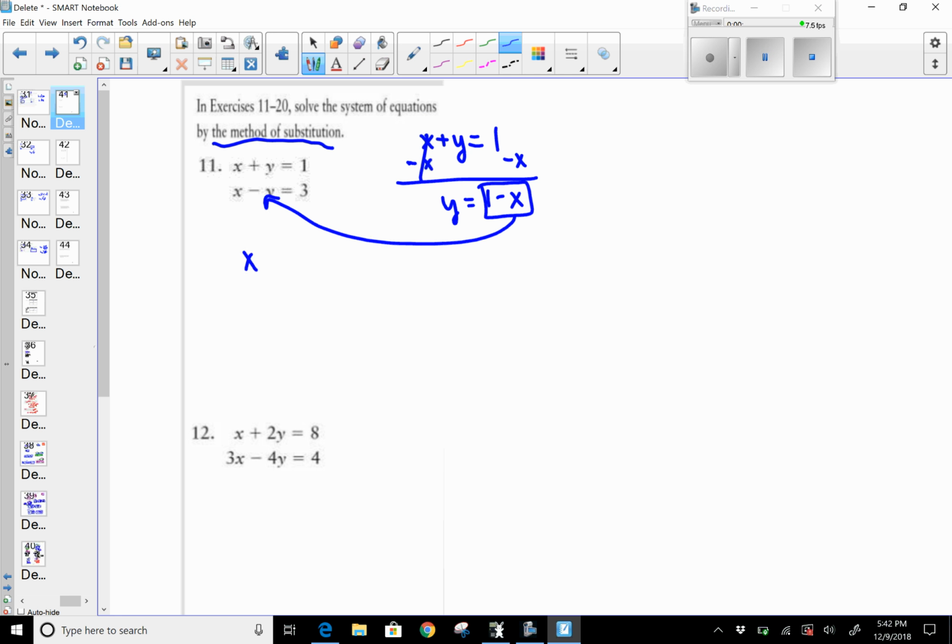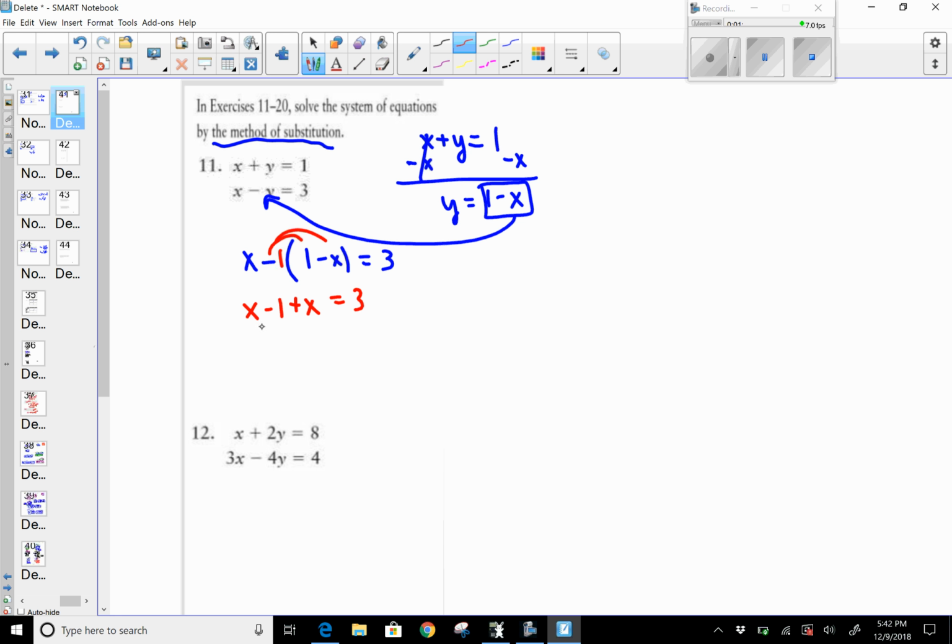So I get x minus, and the new y is going to be 1 minus x is equal to 3. So now I'm going to go ahead and simplify this to get the x by itself. There's an imaginary 1 right there, so I'm taking that negative 1, I'm going to distribute it. So I have negative 1 times 1, which is negative 1. And I have negative 1 times negative x, which is a positive x, is equal to 3.